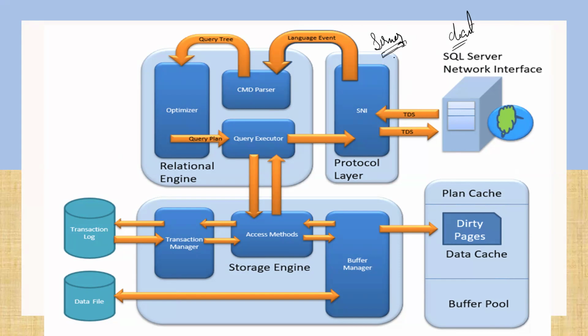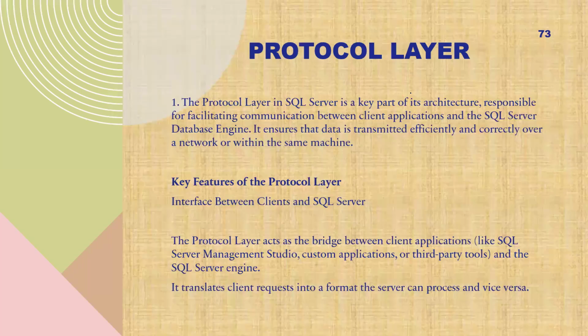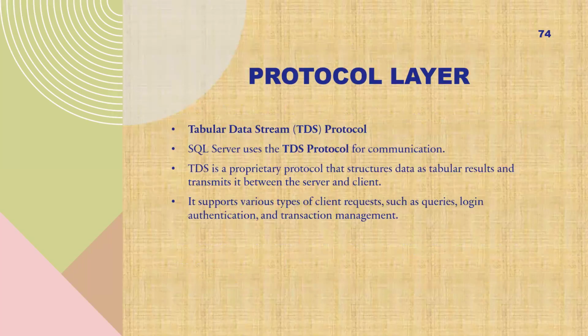So this is the client and this is the server. How communication is made with the help of the protocol layers. There is one more thing which is known as TDS. What does TDS mean? The full form is Tabular Data Stream. TDS is just in the form of a packet, and it is transmitted in the form of that packet, which we are calling TDS.